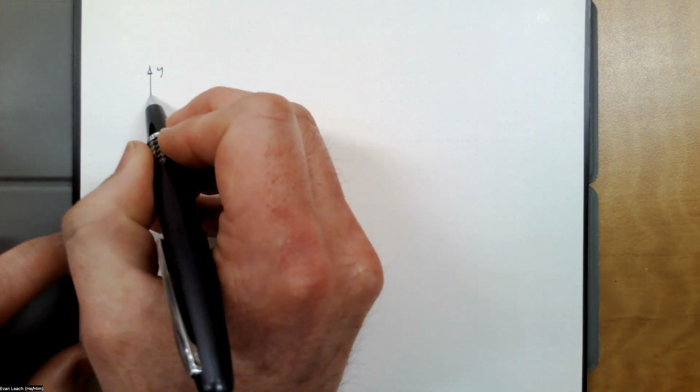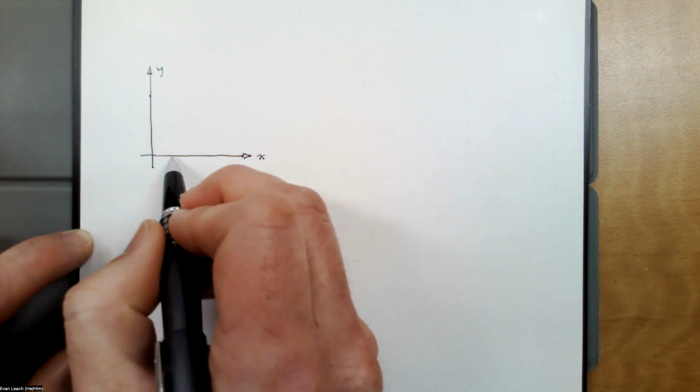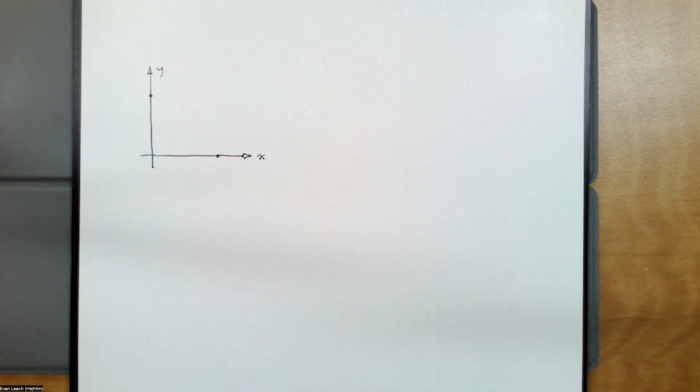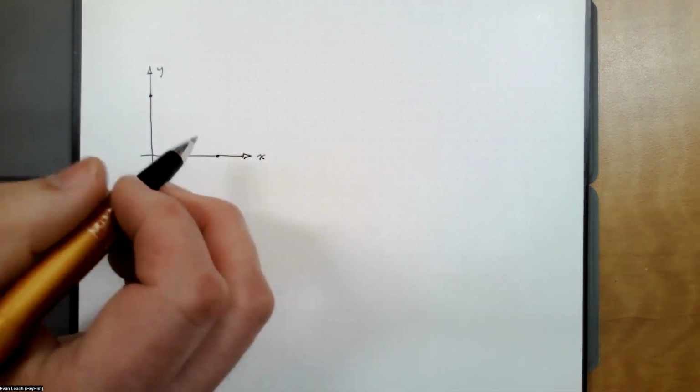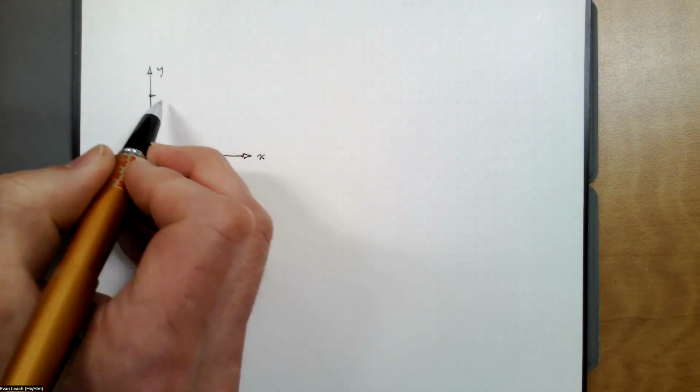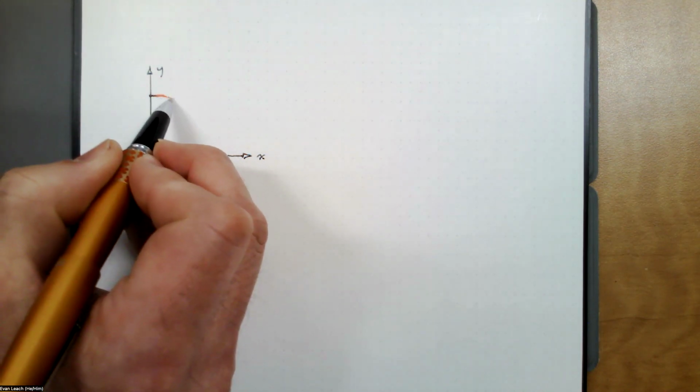Our path is going to go from 5, 0. Our path's going to go along a circle from 5, 0 to 0, 5. So remember, when we have a parameterized curve, we have orientation on the curve.